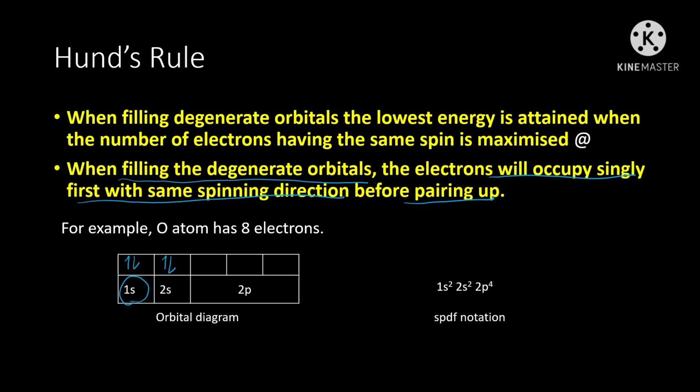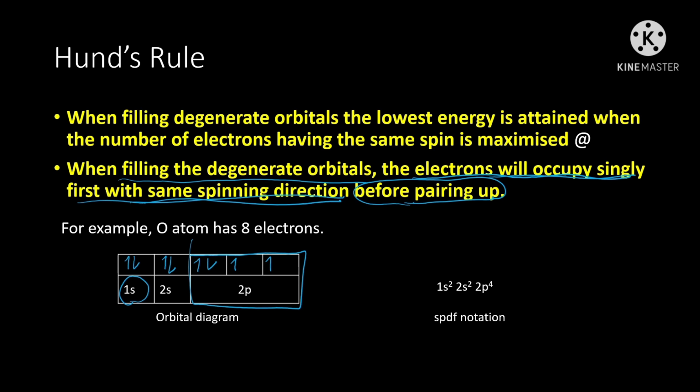Then, to fill the degenerate orbitals of the 2p subshell, the electrons will fill the orbitals with the same spinning direction first before pairing up. So to fill the 3 degenerate orbitals in the 2p subshell, the electrons will fill each orbital singly with the same spinning direction first before pairing up.